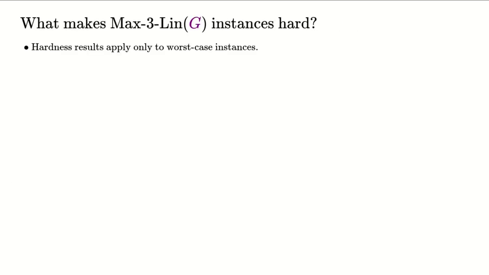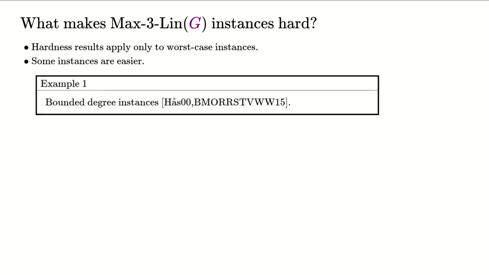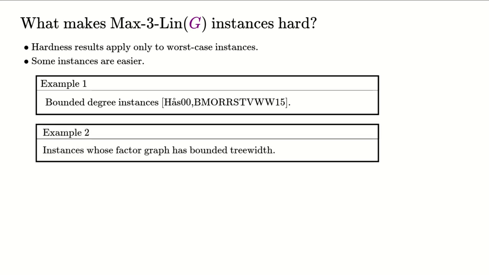The hardness results discussed previously apply only to worst-case instances. In particular, we know that some instances are easier. For example, bounded degree instances, that is, instances in which the number of occurrences of each variable is bounded by a constant. Another example is given by instances whose factor graph has bounded tree width. I will tell you soon what the factor graph is.